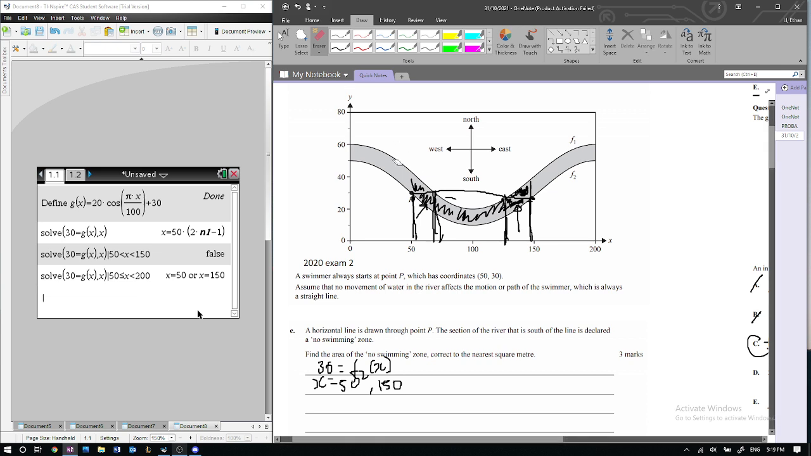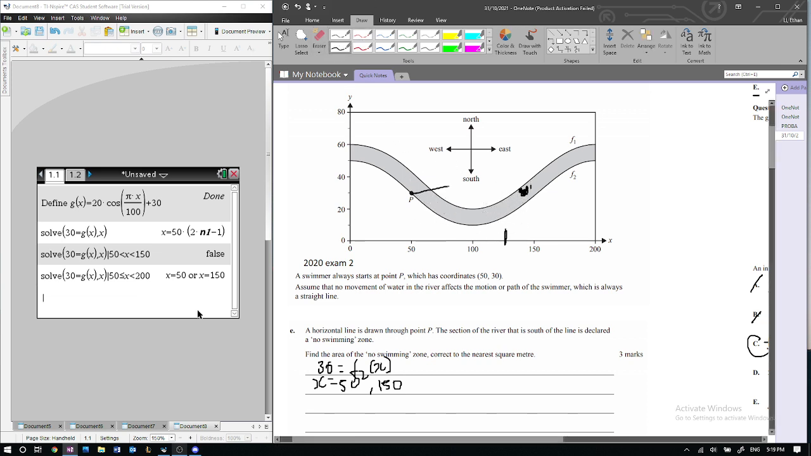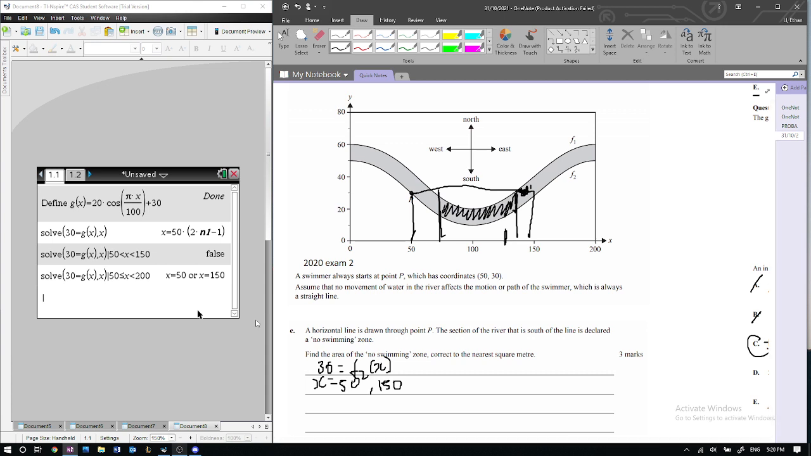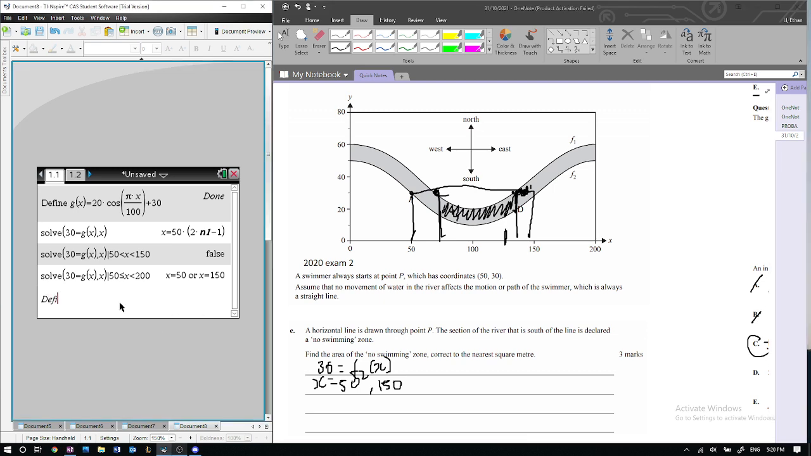I'll erase everything. Okay, so because you're leaving out these two rectangles, you can just find the area here from these two terminals. And to do that, instead of letting 30 equal to f2 of x, you let 30 equal to f1 of x, because it intersects with the top bank here. And where it intersects with the top bank, you can find this area. So I'll just define f1 of x.